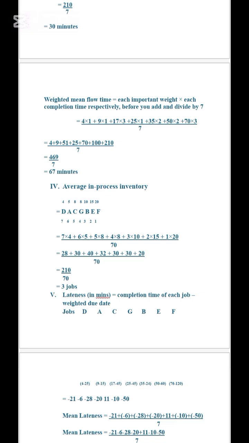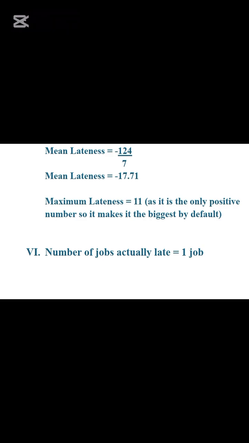It's still almost the same thing, but now you're looking at the weighted due date, the new column we just formed, and comparing where they are in the horizontal arrangement, and you'll get all of this if you apply it the way we applied it the last time. Mean lateness, you take the lateness divided by how many they are, which is still 7 numbers. You get minus 21, minus 6, minus 28, minus 20, plus 11, minus 10, minus 50, divided by 7. You will get minus 124 divided by 7, which is minus 17.71.